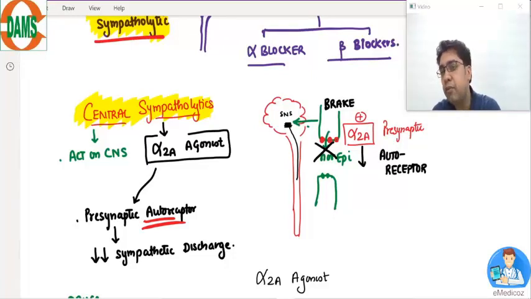Amphetamines were approved for anti-obesity, but now they have been banned, because they produce cardiac valvular defects. No, amphetamines are not approved for obesity now. They are dangerous drugs.